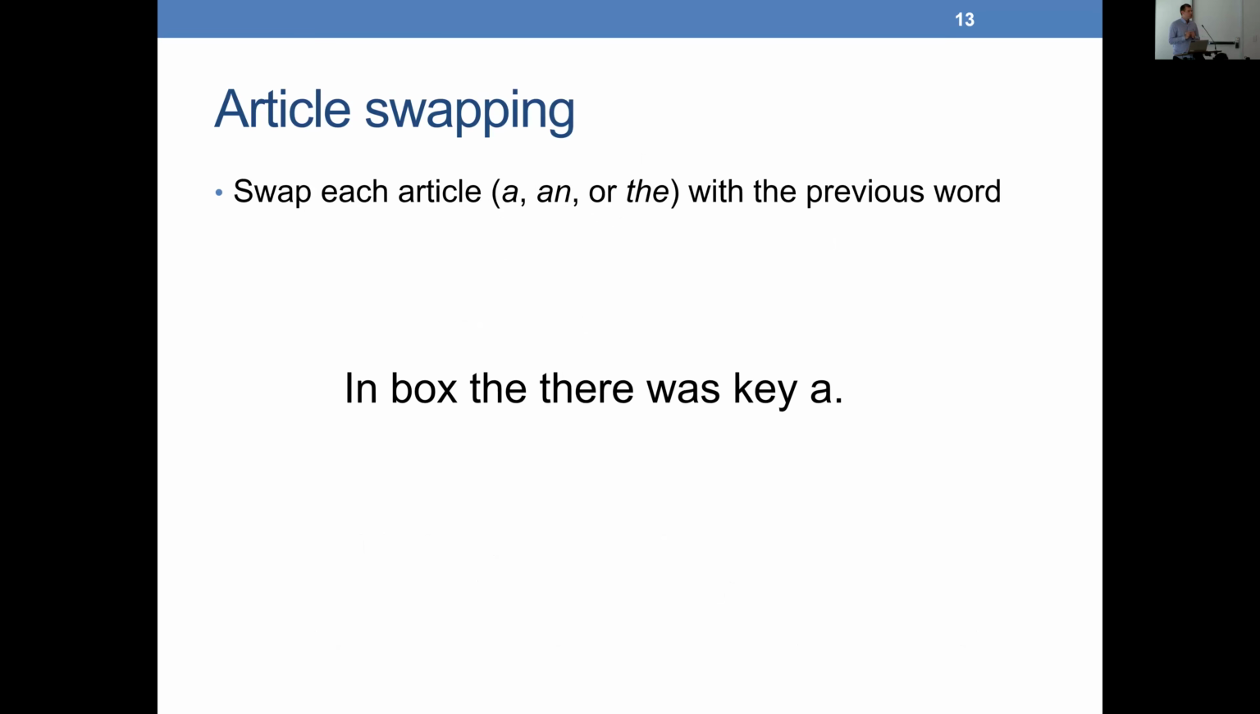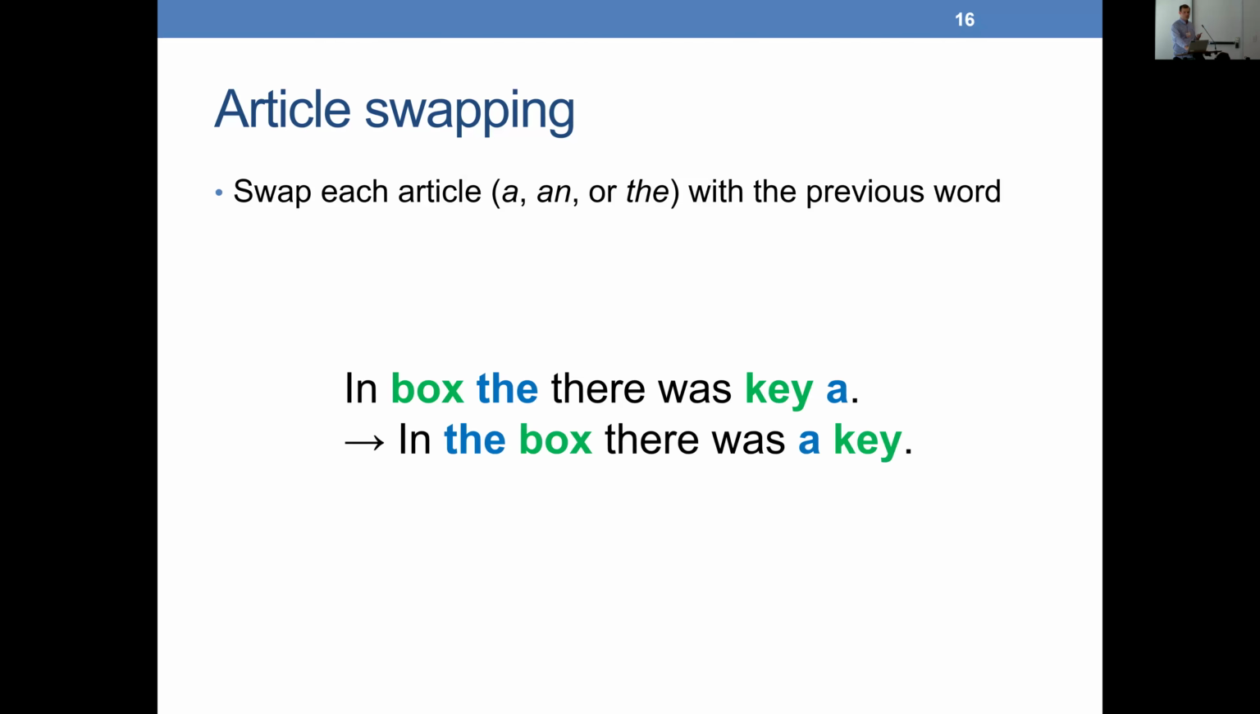In order to make this more concrete, I'm going to start with a task called article swapping. This task is very contrived, but I picked it to start with because it really helps to illustrate some of the points I'm making. In this task, a system is given a sequence of words, and it's told to swap each article with the word that comes before it. And it's also told that an article is the word a, an, or the. So in this case, there are two articles, the and a, and if you swap each of them with the word before it, you would get in the box, there was a key.